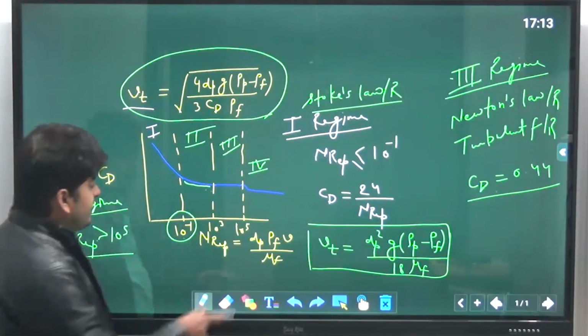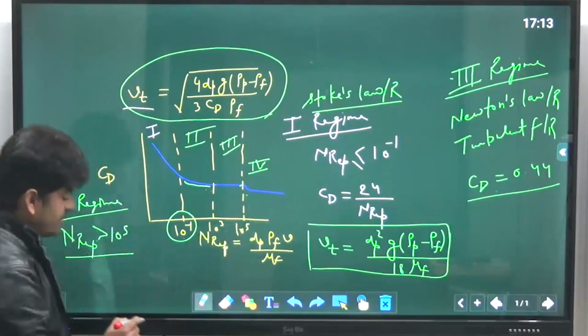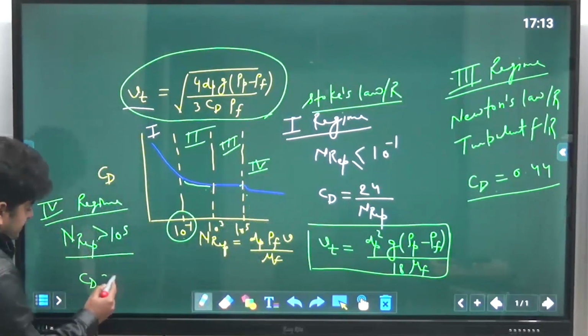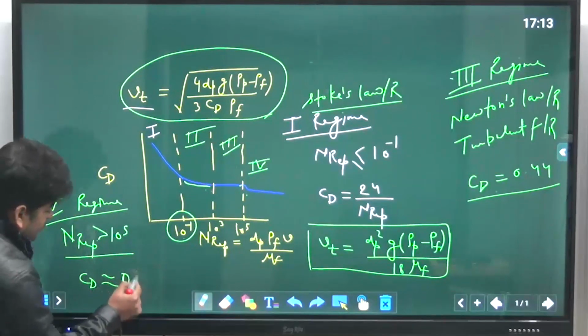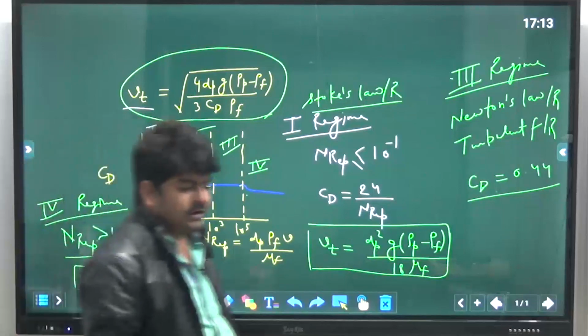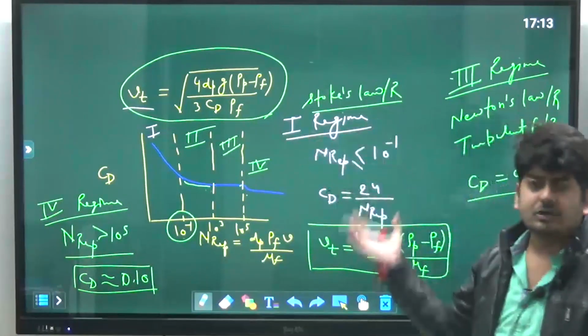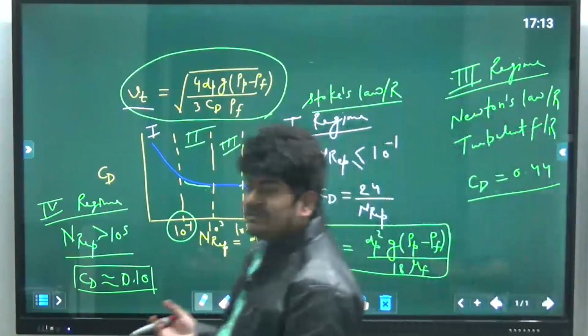In the highly turbulent flow regime, as you can see, there is a sudden drop in the curve, and again it is constant. So we take CD as 0.10 for this regime. Based on these different values of CD, you can put them here and solve for the terminal settling velocity.